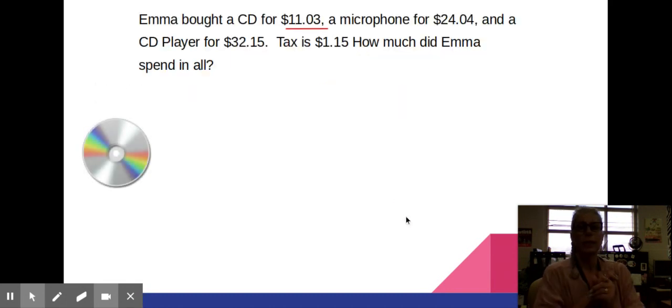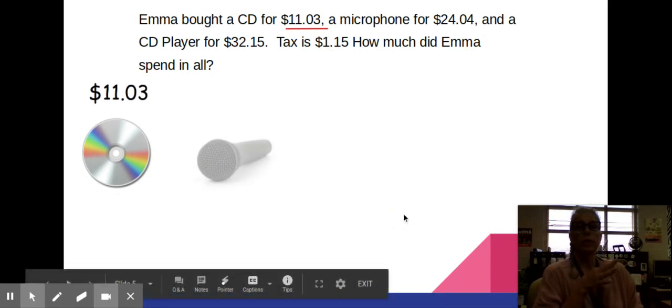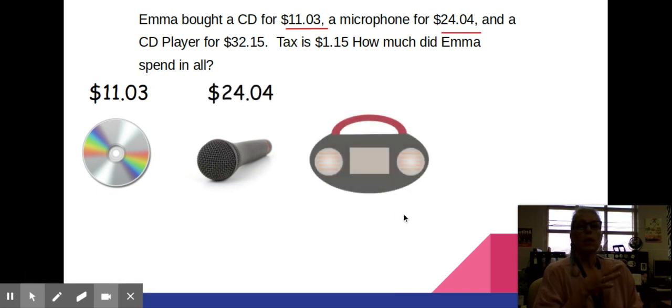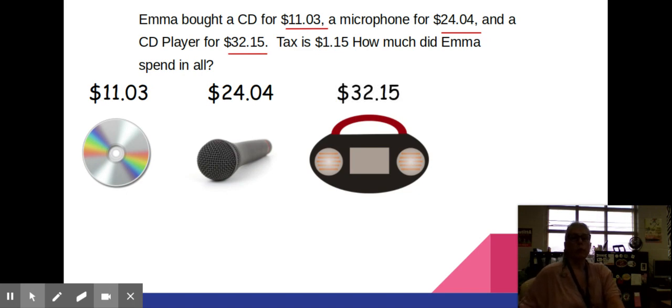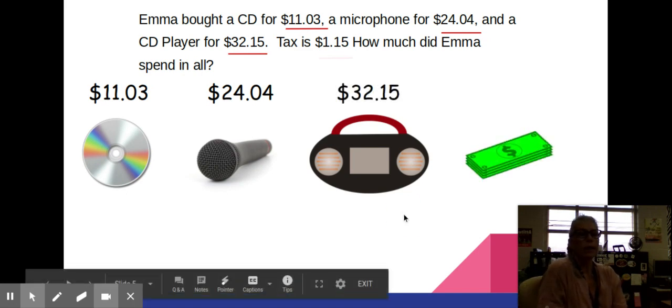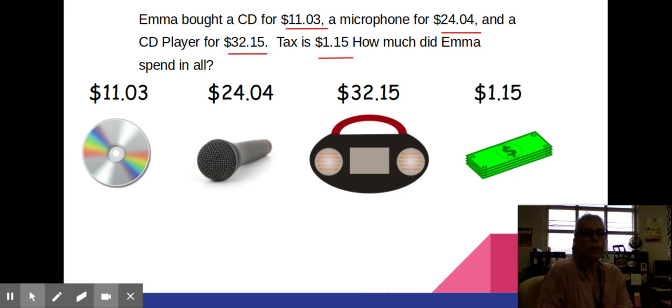Emma has a CD for $11.03, a microphone for $24.04. She has a CD player for $32.15, and her tax is $1.15. I'm not sure where Emma's living in this word problem, but $1.15 would be a very small amount of tax for this purchase. If we were buying it here in our area, her tax would be about $5.